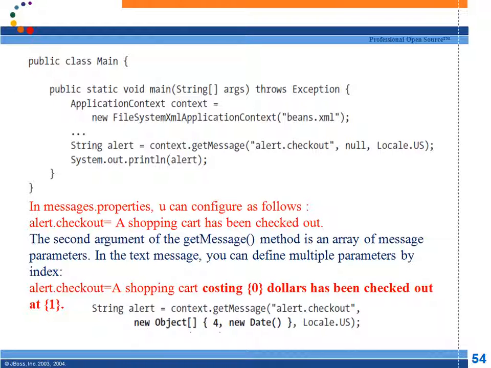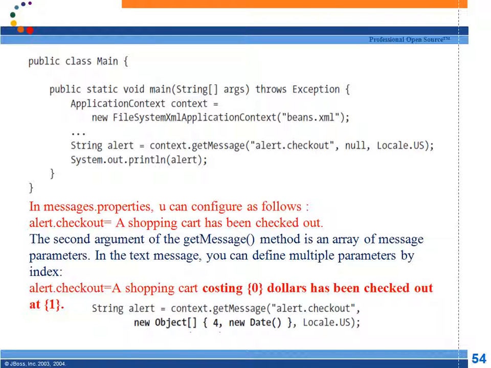Now in messages.properties, alert.checkout is a key and this is a value. So it will print this message, right? But you may have a message like this: alert.checkout, a shopping cart costing placeholder 0 has been checked out at placeholder 1. There are two placeholders. In that case, context.getMessage takes the key and an object array of placeholders. The first will be replaced by 0, the second by 1, and then the locale. So like this, you can get the internationalized messages by using application context.